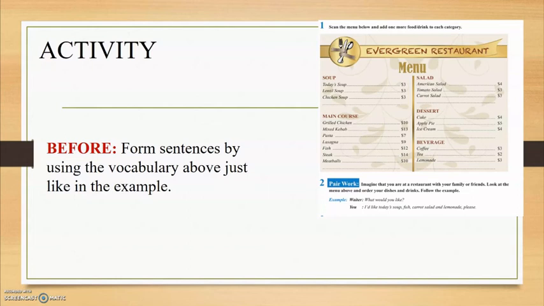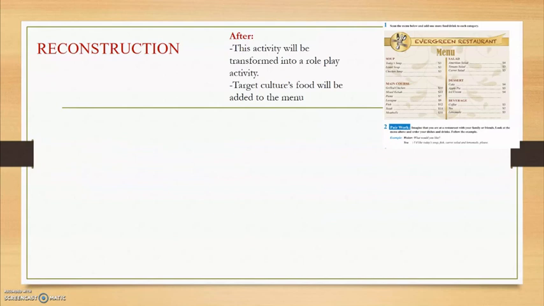The aim of the activity is to form sentences by using the vocabulary above, just like in the example. We transformed this activity, actually we reconstructed it, into a role-play activity. Instead of forming sentences, we can arrange a role-play. For example, students will imagine they are in a restaurant, and one of them will be the waiter or waitress and the rest of the class will be the customers. Then the waiter will take the customers' orders. Also, instead of using this menu, we will add some American and British food choices too.